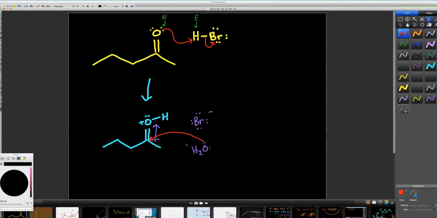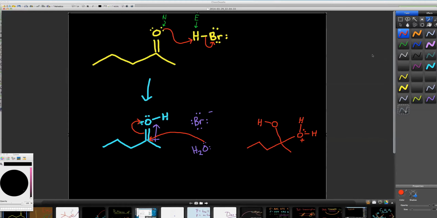We can have attack from the front or from the back. The pi bond, of course, will break. And we will make what we call a tetrahedral intermediate. And what we mean by this is that the geometry of what used to be the carbonyl carbon has gone from trigonal planar to tetrahedral.